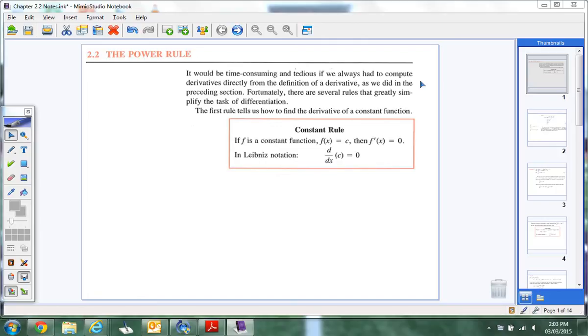Just reading this, what do you translate it as? f of x is a constant, therefore f prime is 0. The derivative of a constant is 0. Does anyone want to guess why that is? Think about what we talked about yesterday. Why would the derivative of a constant be 0?